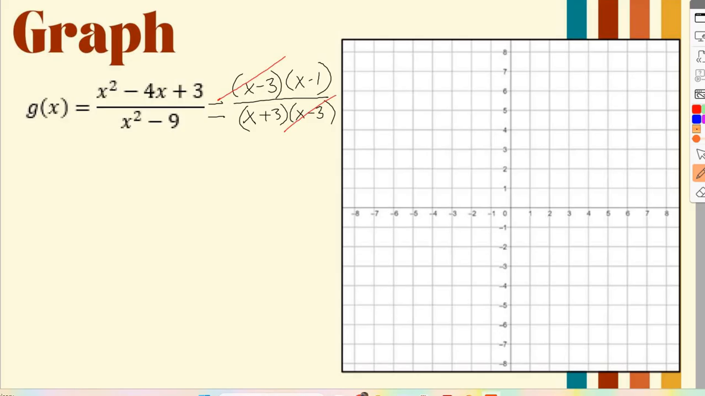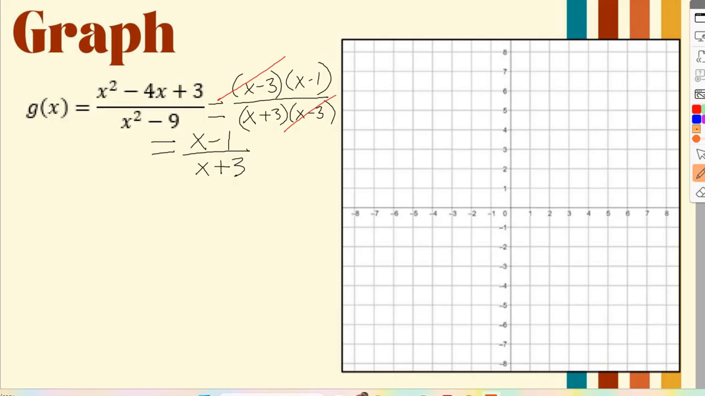Now, remember, what did our little box say? Whenever we can reduce a factor, what is that going to become? A hole. So this one will have a hole in it. Now, we'll wait until the end when we actually start graphing it to worry about the hole. For right now, we're just going to take this reduced form and fill in the rest of our information. So that was factor and reduce.